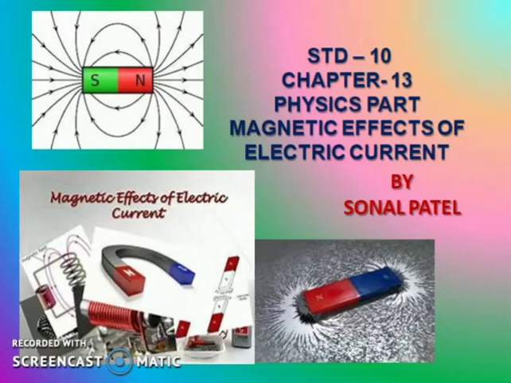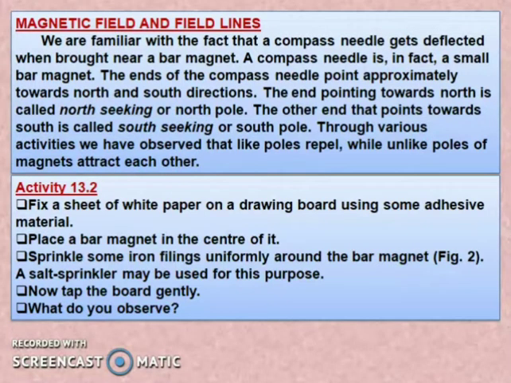Today we will see part 2 of chapter 13 physics, magnetic effect of electric current. In this part we will discuss the magnetic field and field lines, and an activity. Now, magnetic field and field lines.